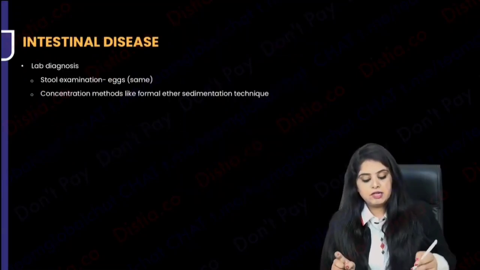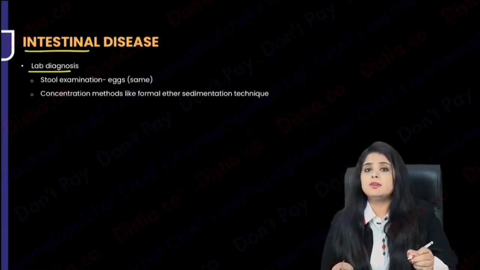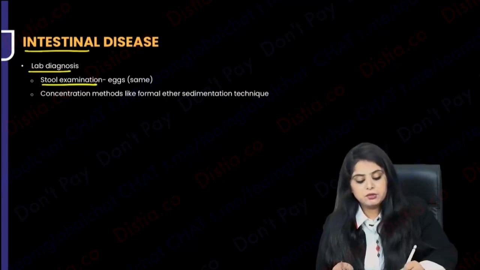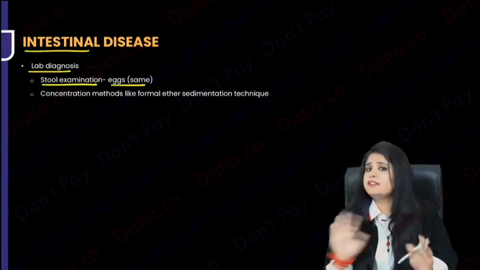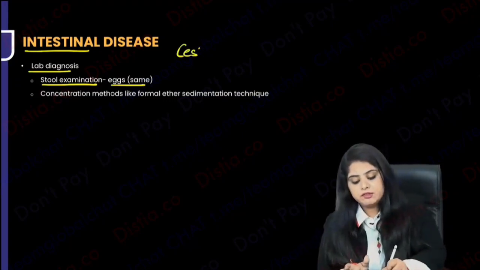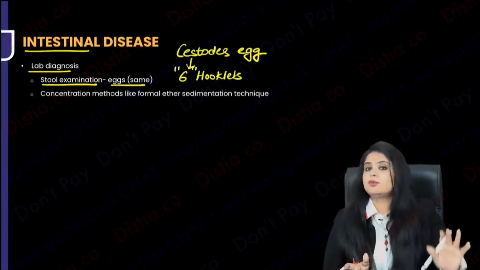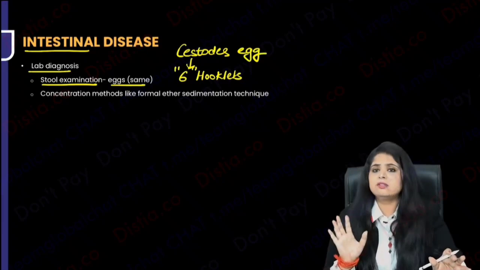So now moving forward, how do you do the lab diagnosis? Of course, especially of intestinal, how are you going to do the lab diagnosis? You are going to do stool examination, because in the eggs there is no difference, whether it is saginata or solium. All the eggs of the cestodes are going to look the same. They are going to have 6 hooklets, so 6 hexacanth. They are going to look the same, right?